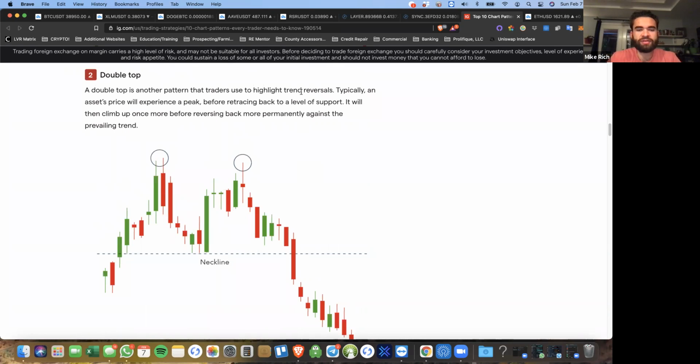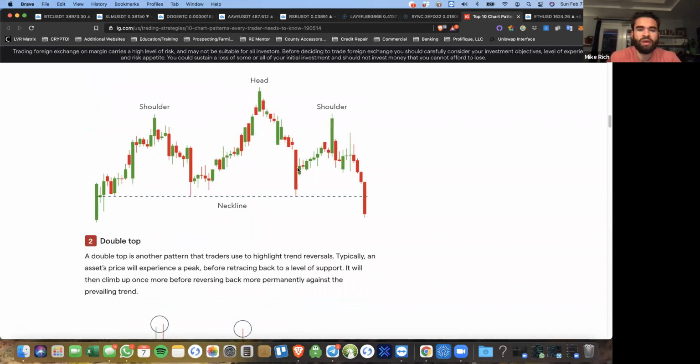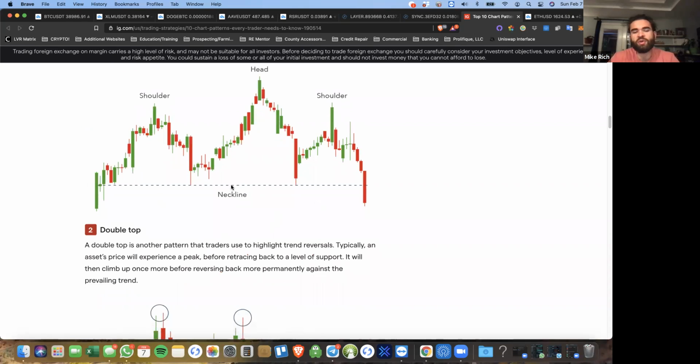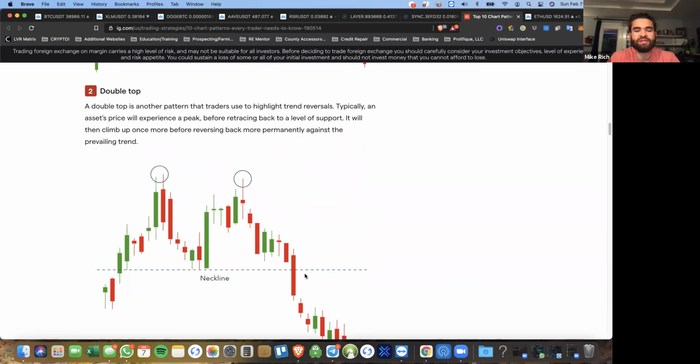Okay, double bottom is up next. Typically, an asset's price will experience a peak before retracing back to a level of support. It will then climb once more before reversing back permanently against the prevailing trend. So you have to get confirmation on these double tops and I guess even this as well. All these reversals, you have to get confirmation. And how you get confirmation is this neckline. So this neckline is the pivot point for confirmation in terms of, hey, this is still bullish. Do I got a chance or should I cut my losses?